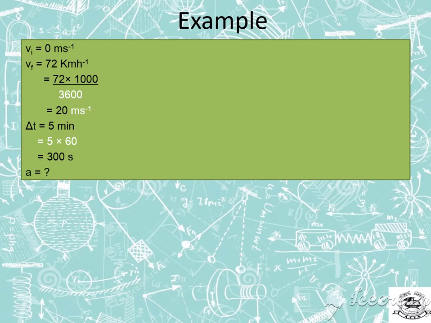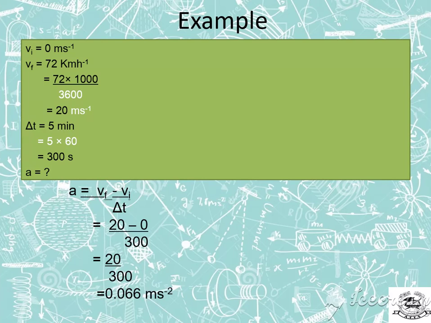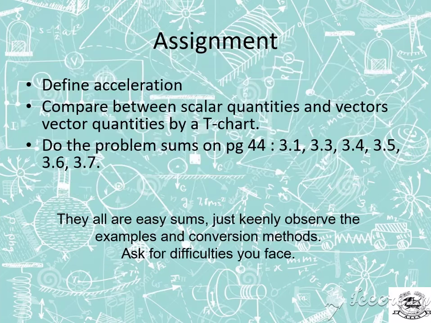So we have to find the acceleration. Now putting the formula, a is equal to Vf minus Vi upon delta t. That becomes 20 minus 0, that was the initial velocity, divided by 300, and the answer is 20 upon 300, and that's equal to 0.066 meters per second square. The calculation is easy, but you need to practice it thoroughly.